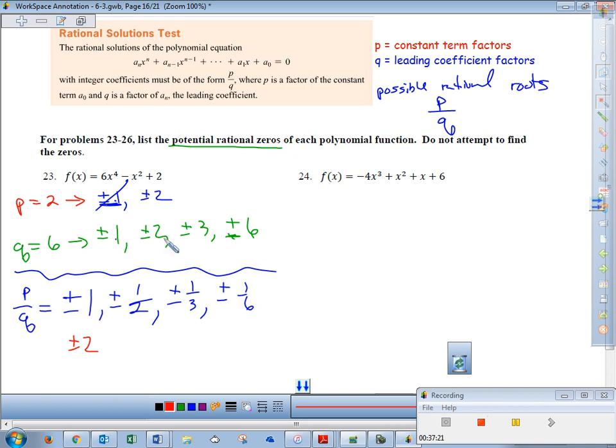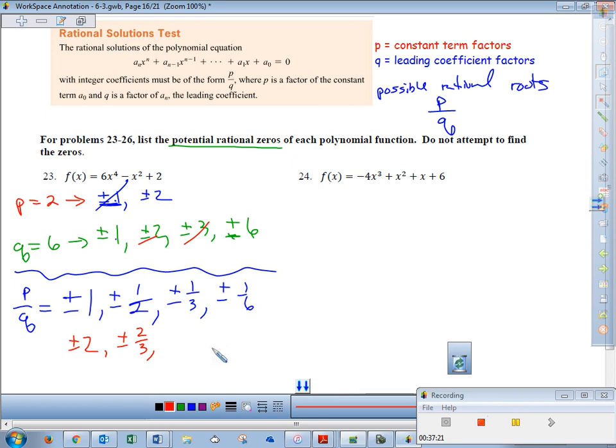What's 2 over 2 really reduced to? Do I have 1 in there already? So I've done him. Then I do 2 over 3. 2/3 was not in there, so you need plus or minus 2/3. Then you do 2 over 6, which is really 1/3. Is 1/3 listed already? So these are all the possible rational roots.